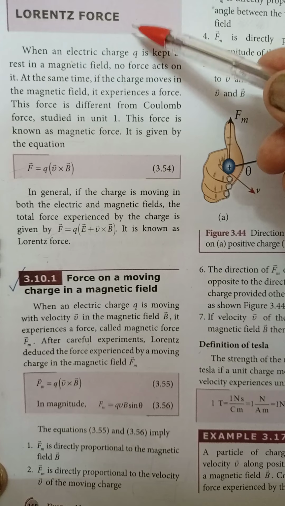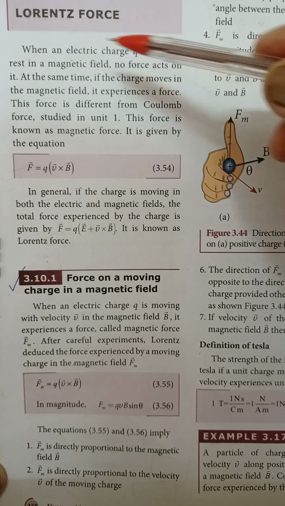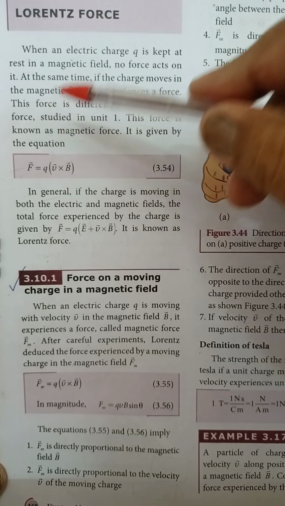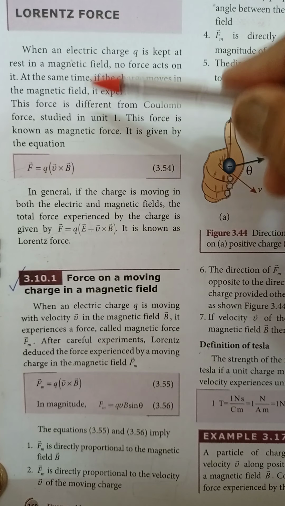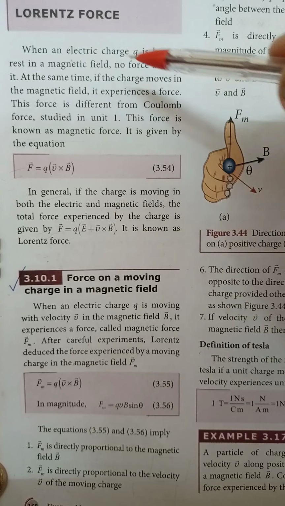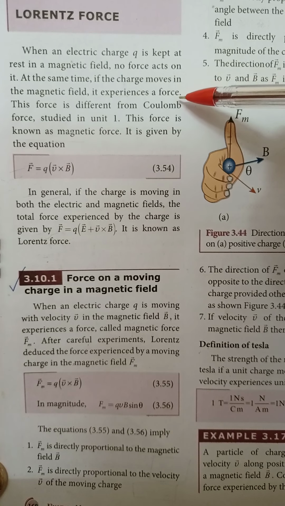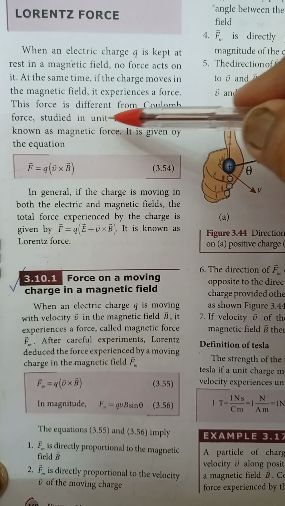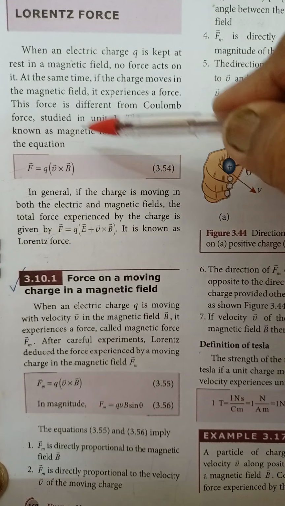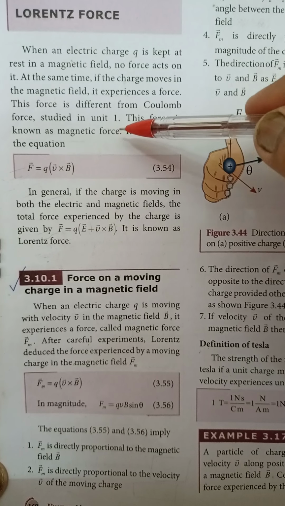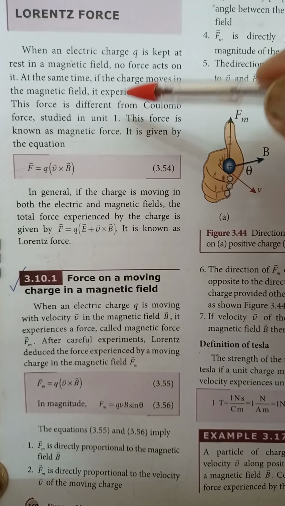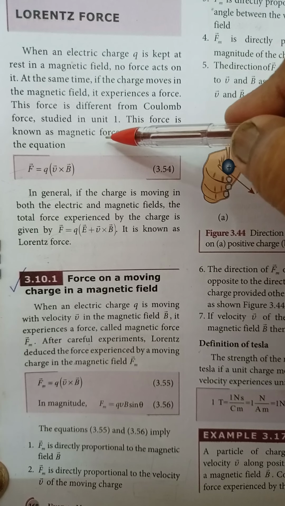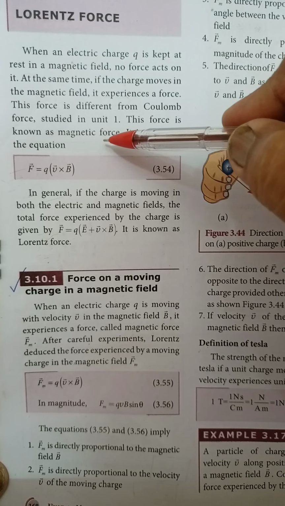Lorentz force. When an electric charge Q is kept at rest in a magnetic field, no force acts on it. At the same time, if the same charge moves in a magnetic field, that charge will experience a force. This force is different from the Coulomb force we studied in the first chapter. This force is known as magnetic force. So what do we mean by a magnetic force?